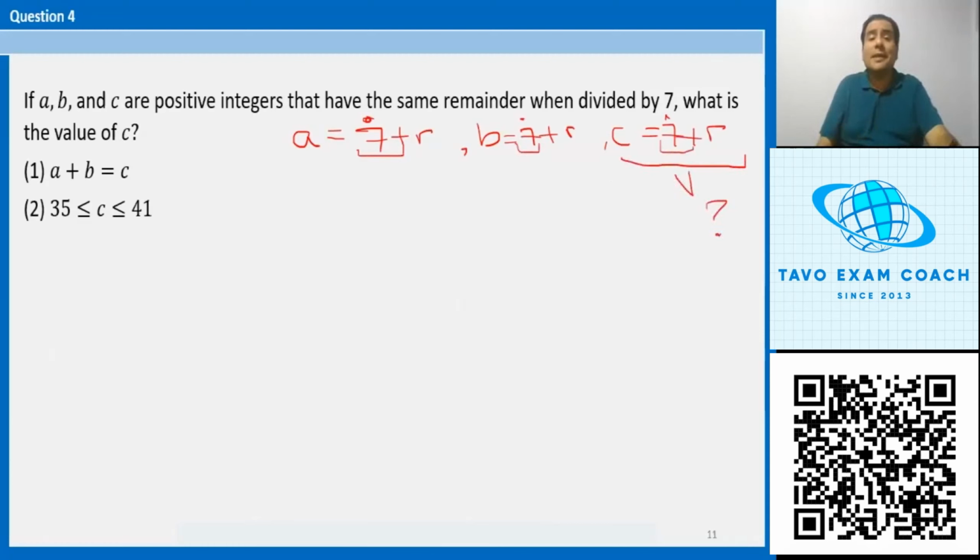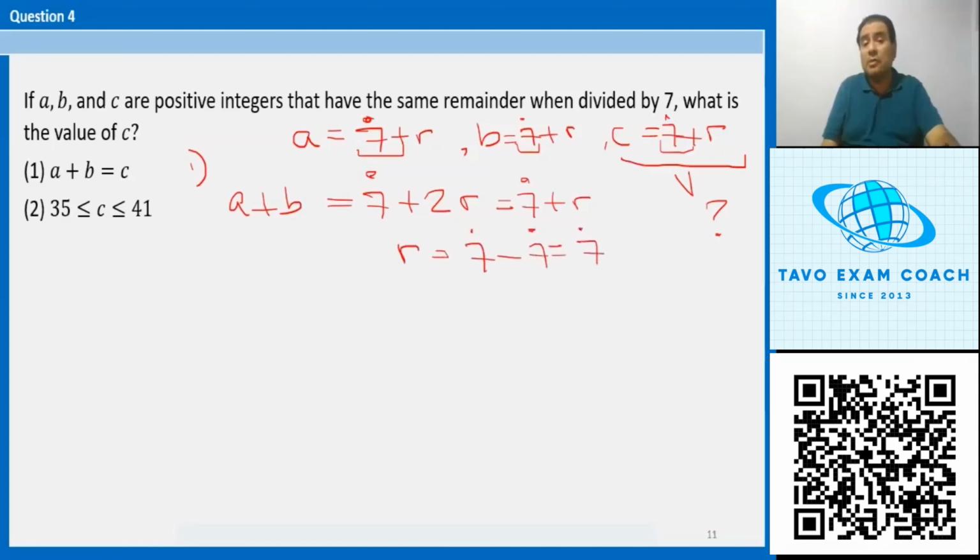So, statement 1 says that A plus B equals C. When you want to add two quantities such as A and B, and you apply property 3, it follows that A plus B should be a multiple of 7 plus the sum of the two remainders. That means 2 times R. But since this equals C, that is a multiple of 7 plus the same remainder, then when you do the math here, the remainder would be a multiple of 7 minus a multiple of 7, which of course is another multiple of 7.